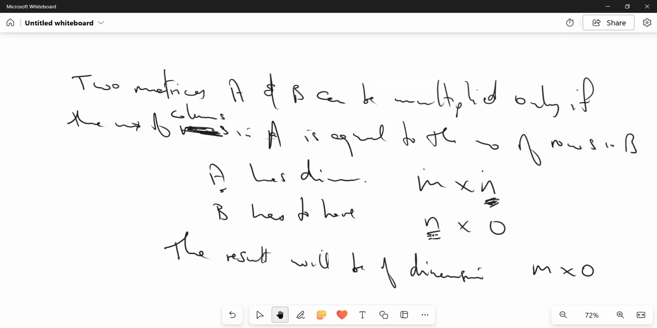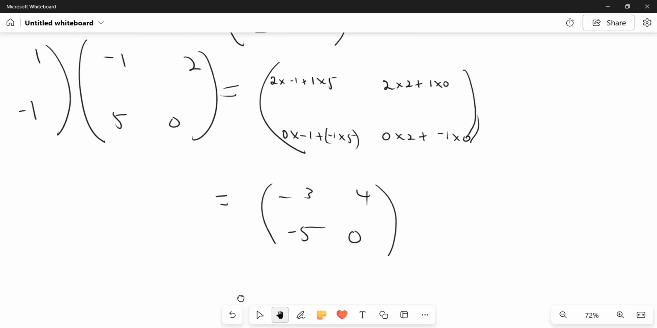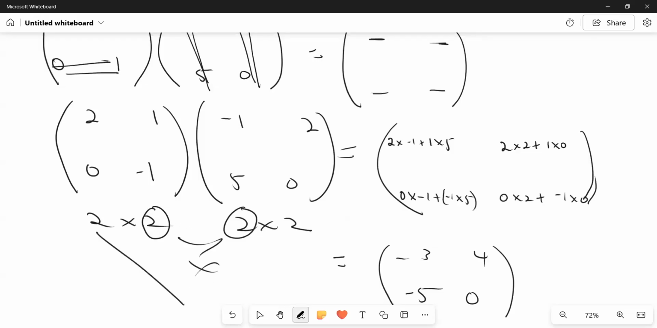And usually when two matrices cannot be multiplied, you will know because the arithmetic is not going to work out. I'll show you what I'm saying. Let me go back to the previous one. Right down here, this is a 2 by 2, and this is a 2 by 2. So this number equals that number. So yes, you can multiply. And the answer is a 2 by 2, right?